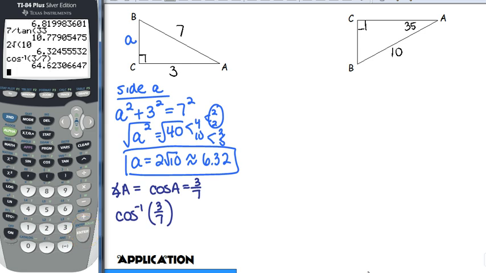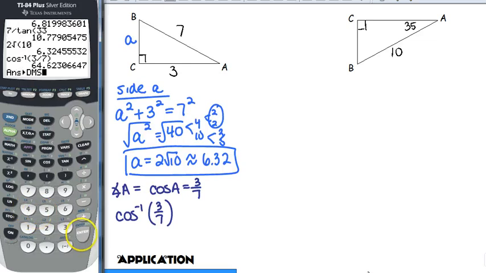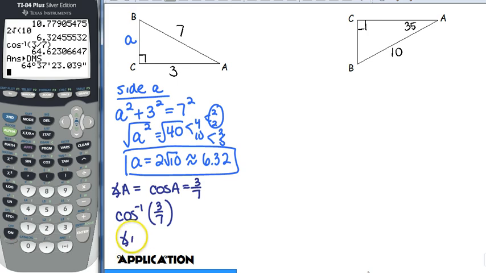We hit enter. But remember, we don't want the nearest whole degree, so we have to turn that into degrees, minutes, seconds. Second apps, number 4, enter. We see that angle A is going to be equal to 64 degrees. 23 is less than 30, which is halfway, so it's going to stay as 37 minutes.